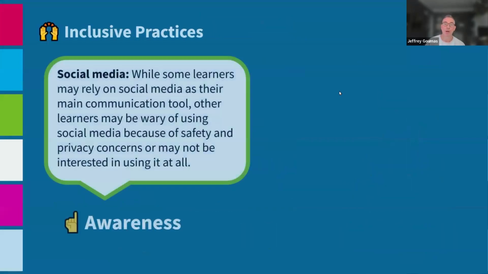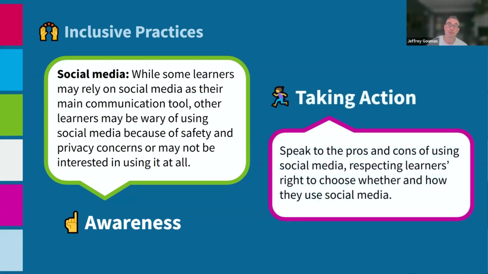So for example, an awareness layer of the communication skills is that for some learners, social media may be their main communication tool, and we do see that for a lot of folks, particularly folks who are not US born or even those that are US born. But others might be wary of using social media. So you have two different sets of mindsets, and a lot of that can be cultural or just learned experience or what they were using before they came to the US, if we're dealing with immigrant populations.